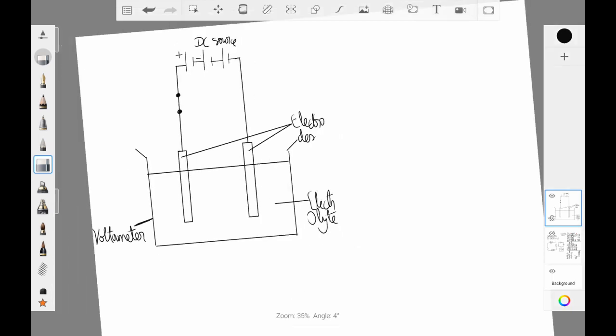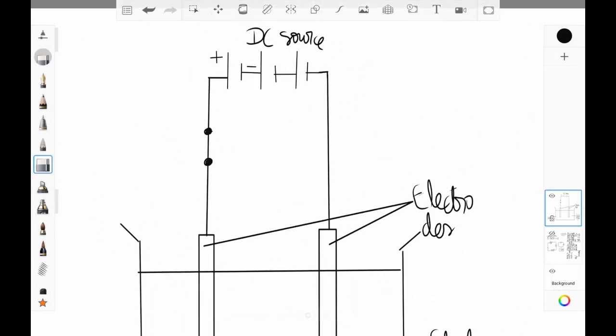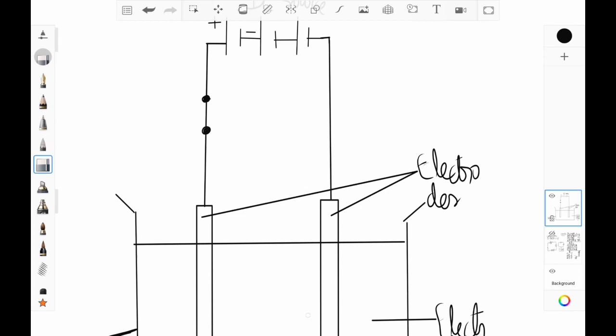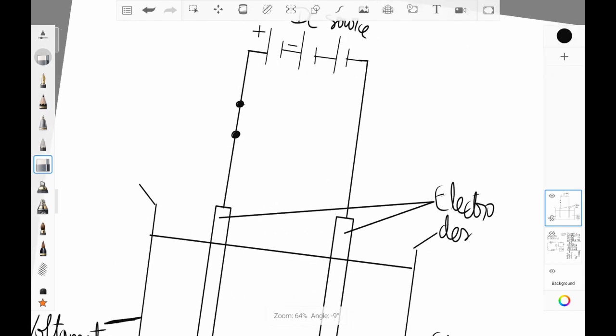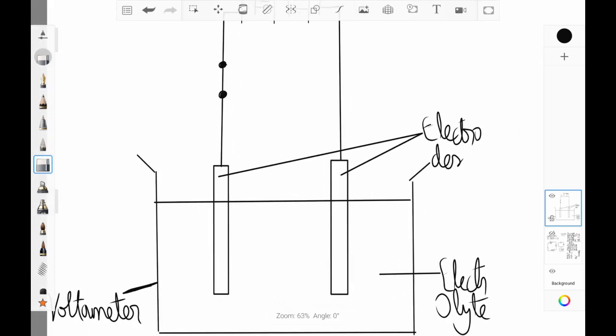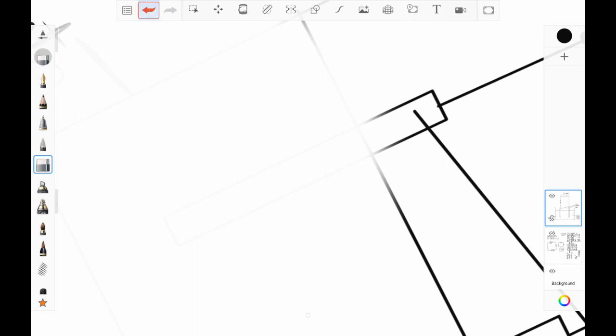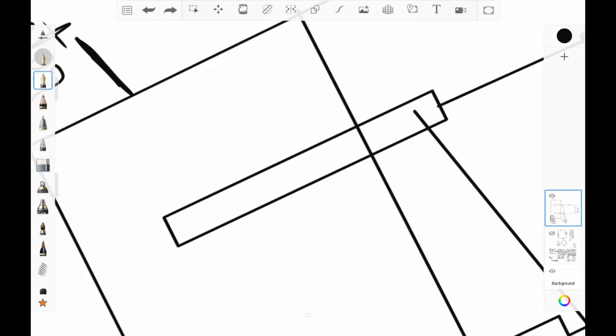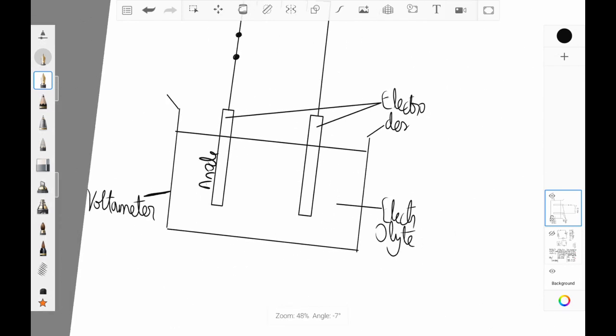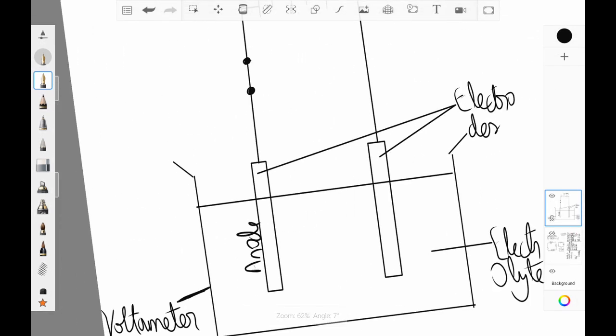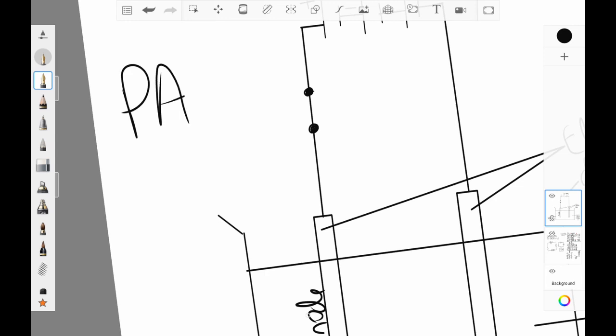Right. So over here, you can see that one of the electrodes is connected to the positive terminal of the battery, and this electrode is called the anode. So this is the anode. The positive electrode is the anode, Pa. It's easy to remember: Pa, positive anode.